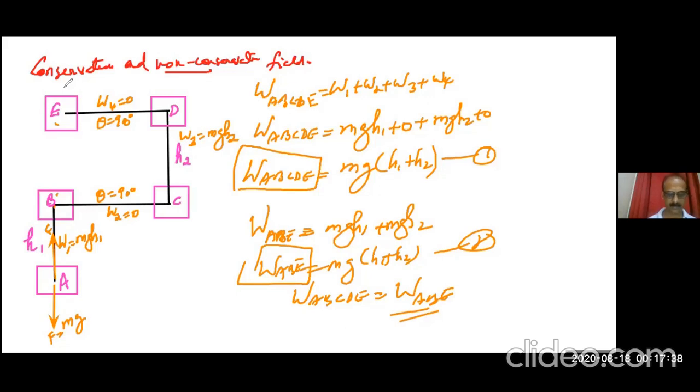Sir, what is the conservative field? Conservative field is a field. Example you mean? Sir, definition. Definition. It is a field in which work done is independent of the path. Oh, okay, sir.